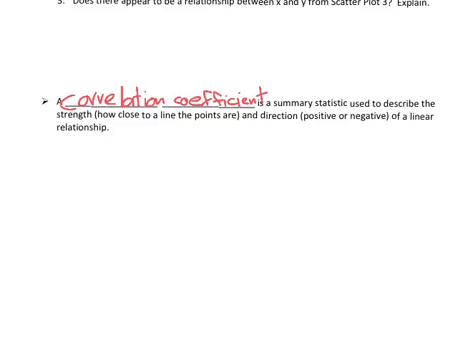Okay, so a correlation coefficient. It says it's a summary statistic used to describe the strength and direction of a linear relationship, two things that we just talked about. Okay, all right, let's look at how we determine the course page.